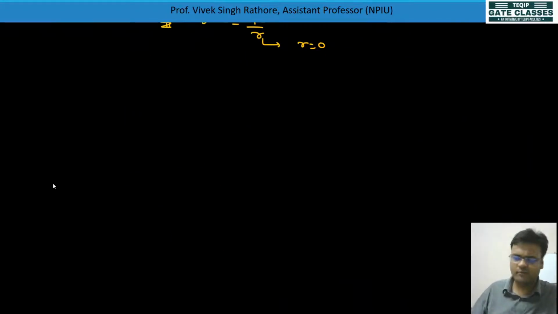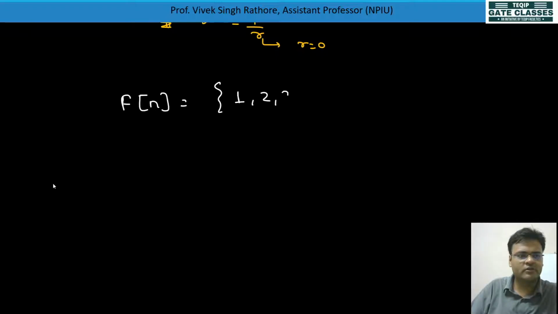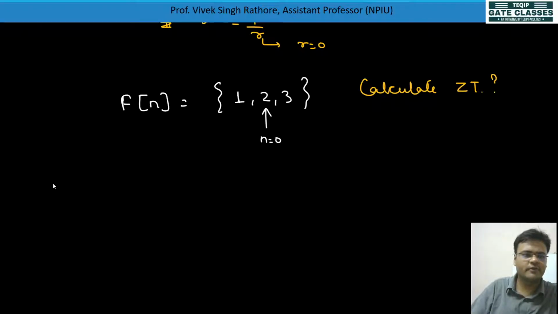Okay, we'll see one more question and we'll try to understand this property more. See, you have been given a question. Let's suppose f of n is given as 1, 2, 3, and here the n is equal to 0 point is marked. Now you need to calculate the z transform.